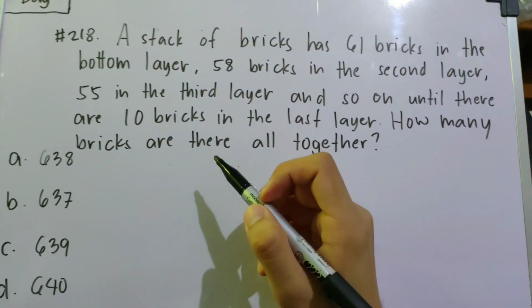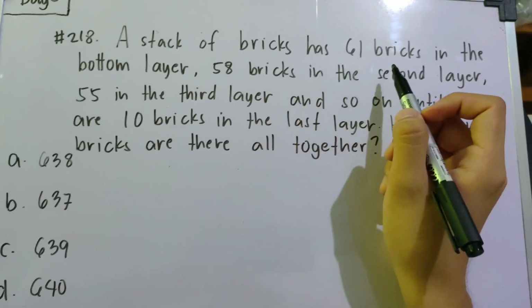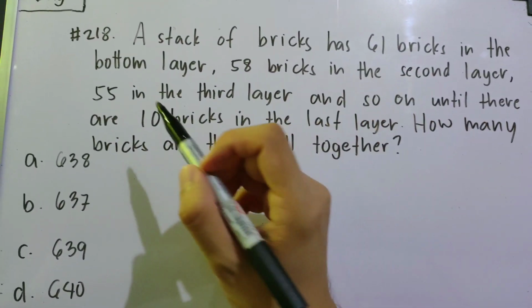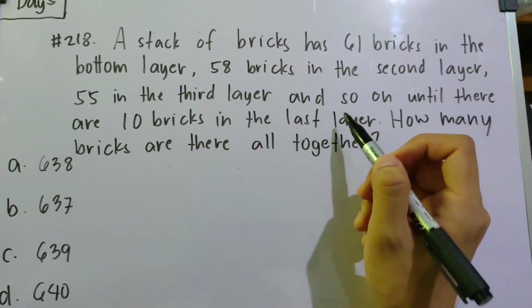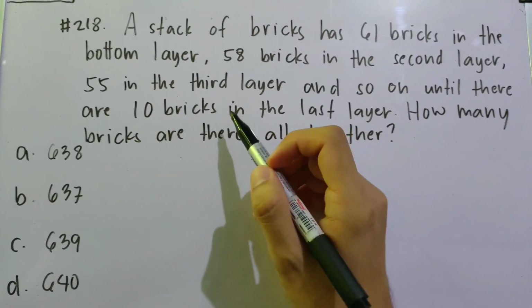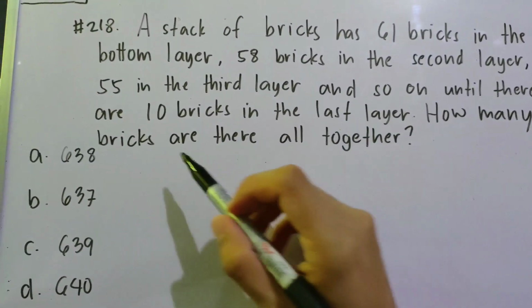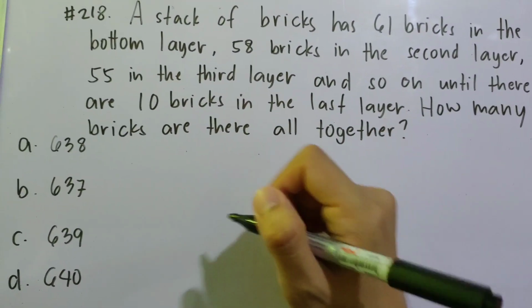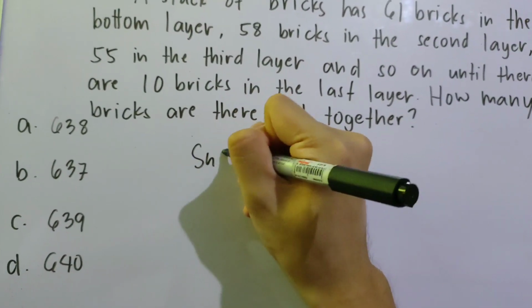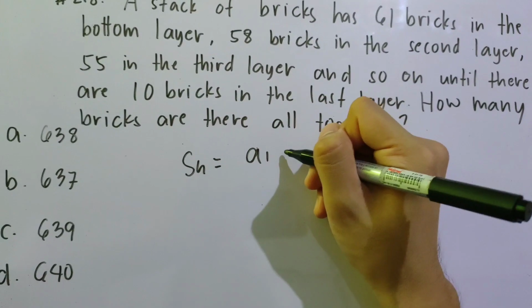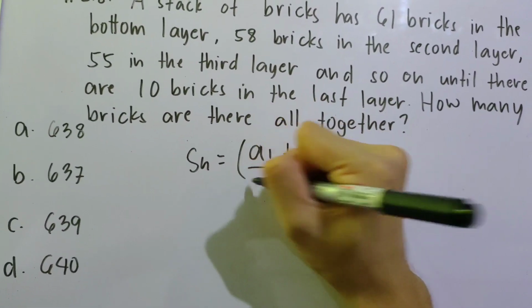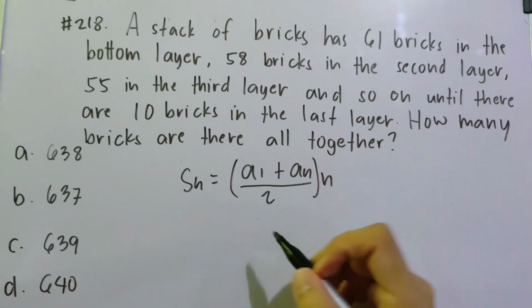Number 218. A stack of bricks has 61 bricks in the bottom layer, 58 bricks in the second layer, 55 in the third layer, and so on until there are 10 bricks in the last layer. How many bricks are there altogether? So, itong problem na to involves sum of arithmetic series. So, yung Sn natin is equal to A1 plus An over 2 times n.